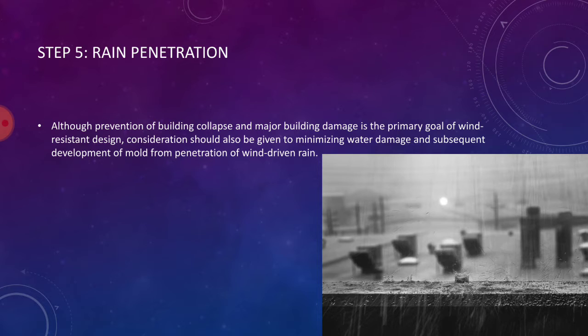Step 5, rain penetration. And this is a very overlooked one as well, but it's very important, since rain or drops of water, or water basically, always will seek its level. Therefore, water may seep into tiny cracks or openings or holes in a building, and it can cause molds and also penetration of wind-driven rain.